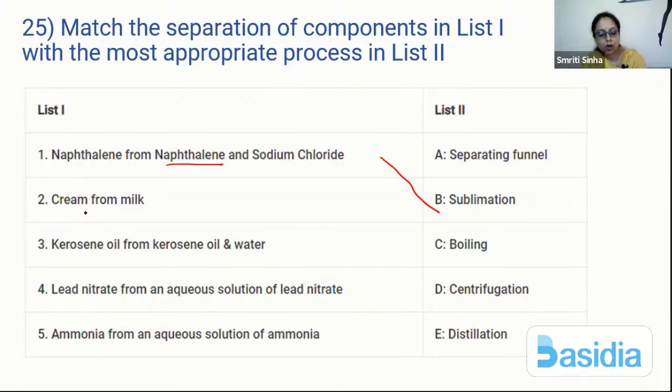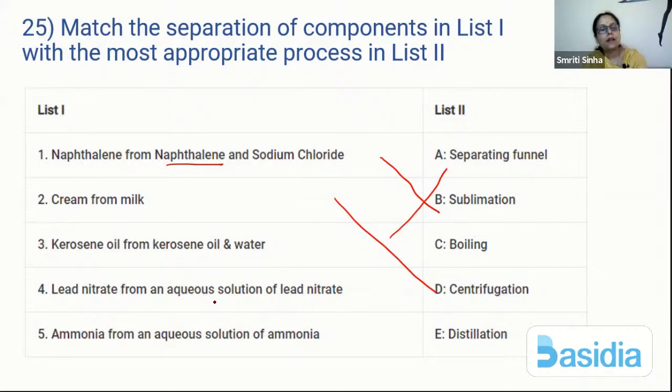Next, cream from milk. If you want to separate cream from milk, you need to use centrifugation that we do at home. Then next, kerosene oil from kerosene oil and water. For this, you need to use a separating funnel. A separating funnel can help you to remove kerosene from the water.